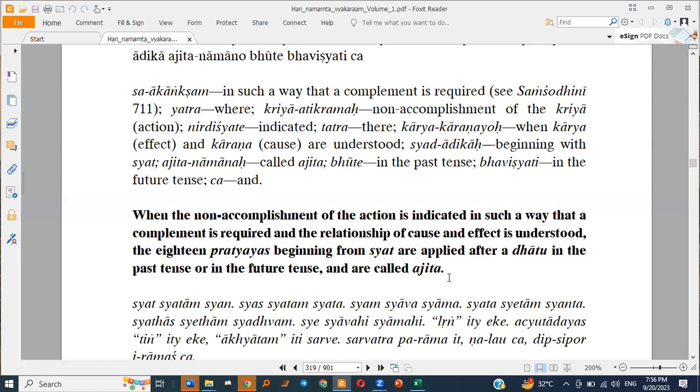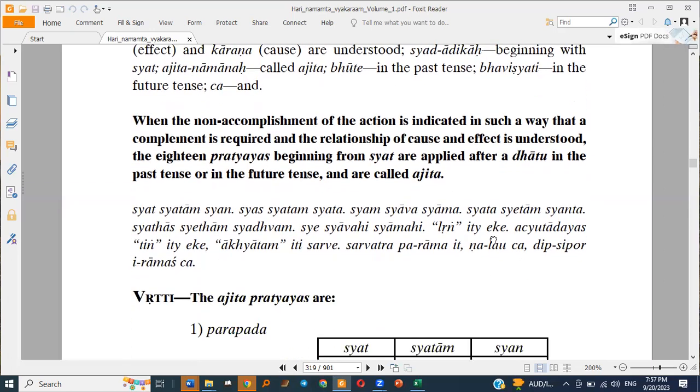So they are basically used in a correlating sense. For example, if I say, if I go to Mathura or if I go to Vrindavan, I may see Krishna. So if I go to Mathura, then we need some correlative sentence, right? Then what? Then I may see Krishna, then I may do parikrama, then I may meet devotees and so on. So when we put such correlative statements in Sanskrit, the verbs used are from this Ajit. We'll study the examples ahead.